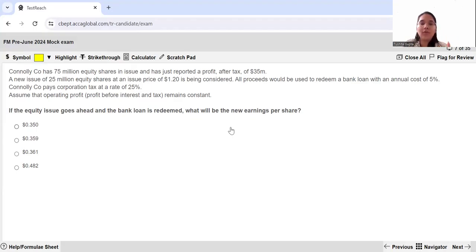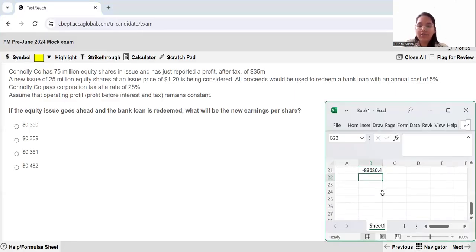So basically, you have all of the information given to you. The bank loan is going to be redeemed, so there's no interest that is going to be charged over that. So now you have to find out how much will be your new EPS. Now, because you're issuing new equity shares, your number of shares are going to rise. So let us do the calculations over here. Let us see what is going to be your new earnings.